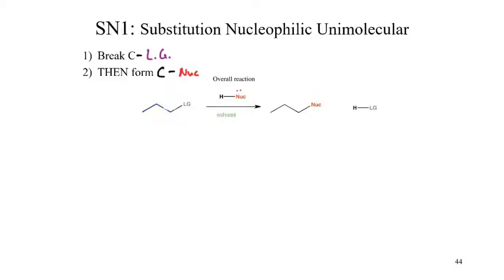Welcome to the SN1. If you've been following my directions, hopefully you have all of this written out. So I made some modifications from the slideshow. We've got our mechanism outlined, our steps outlined in steps 1 and 2. So we want to break the carbon leaving group bond and then form the carbon nucleophile bond. The overall reaction is shown here. I just wanted to give you that context to set it up.